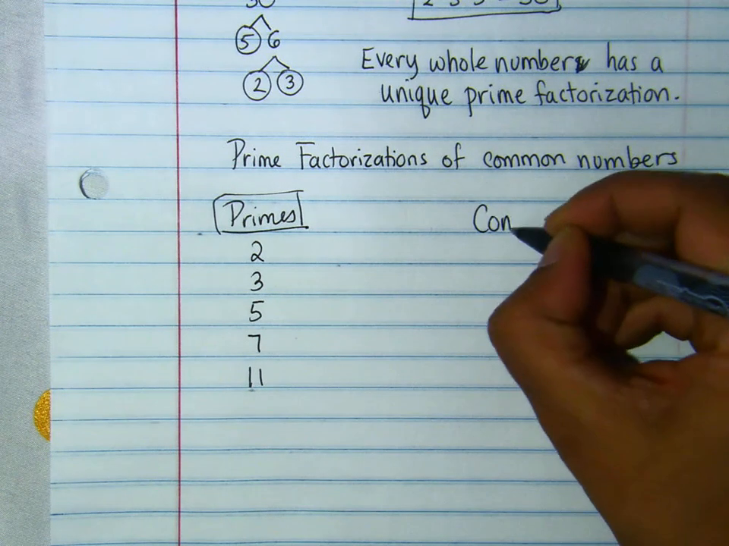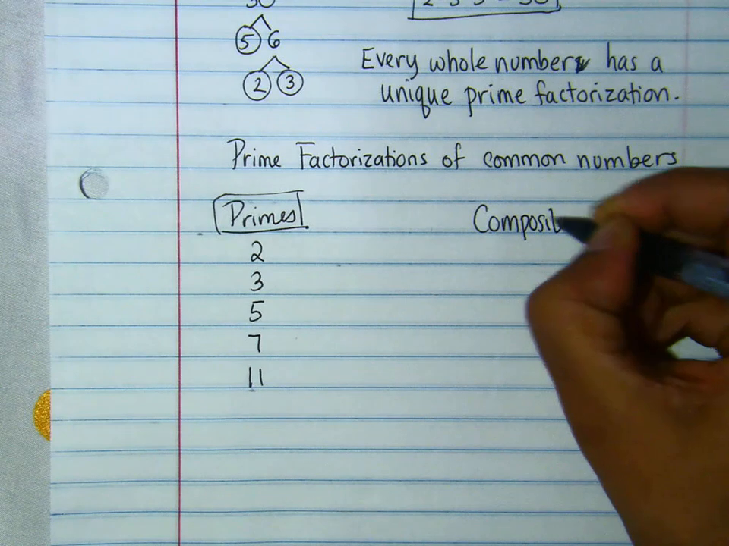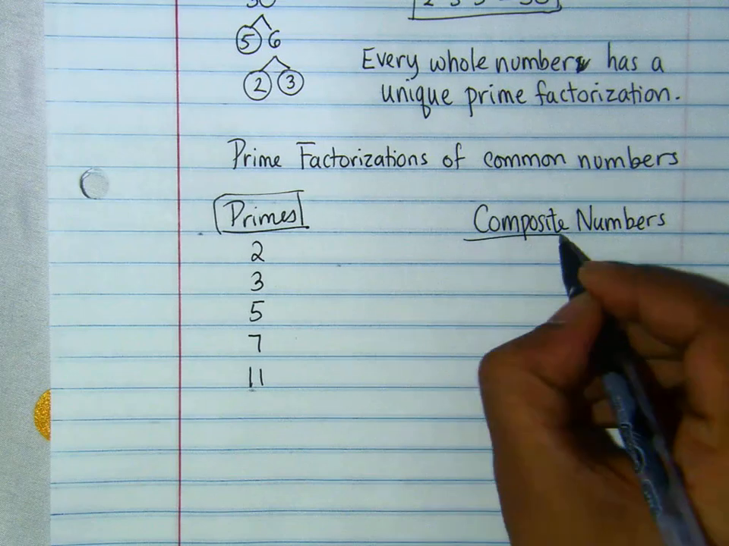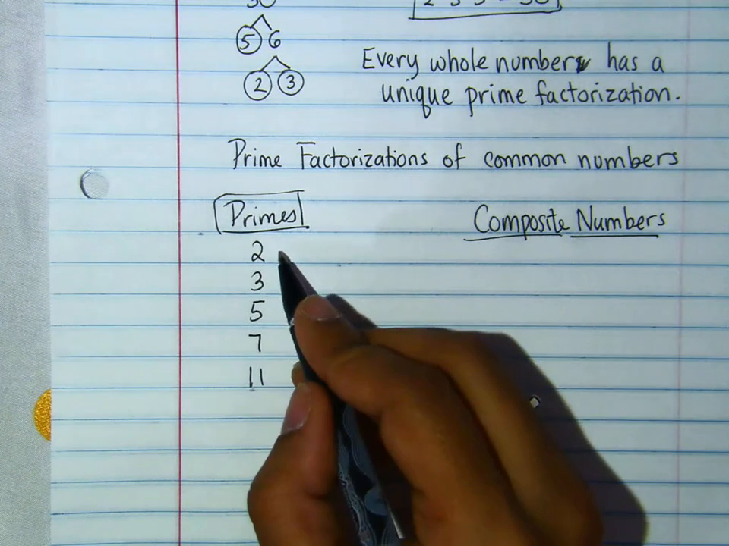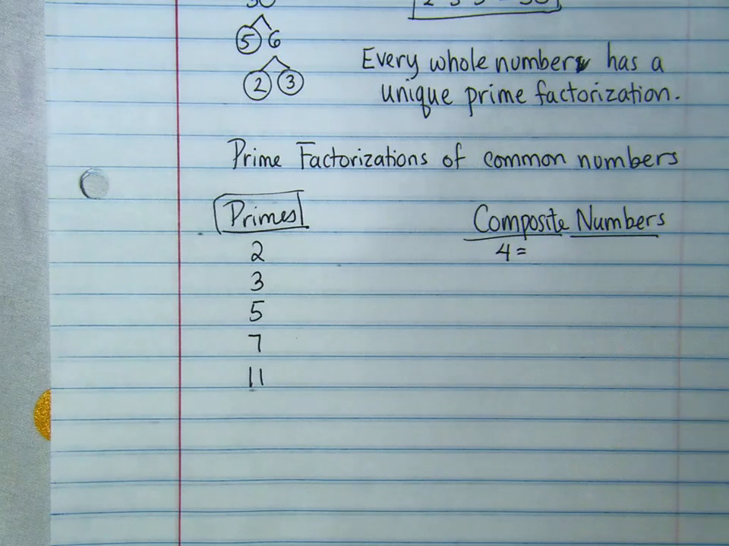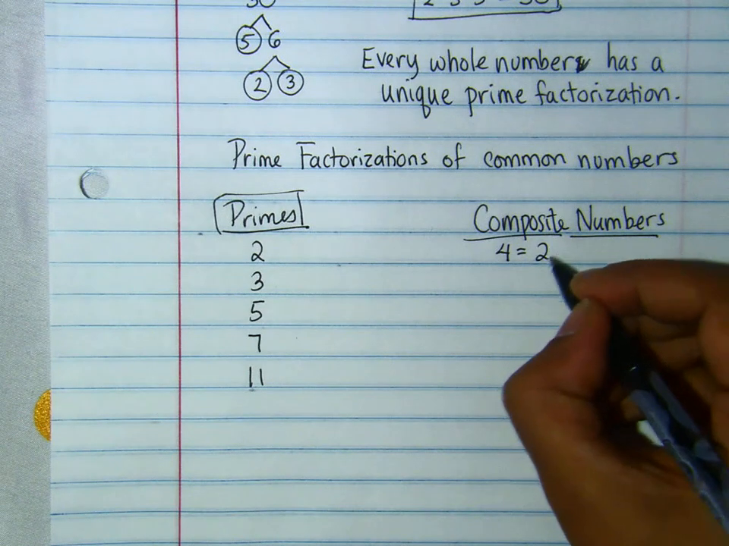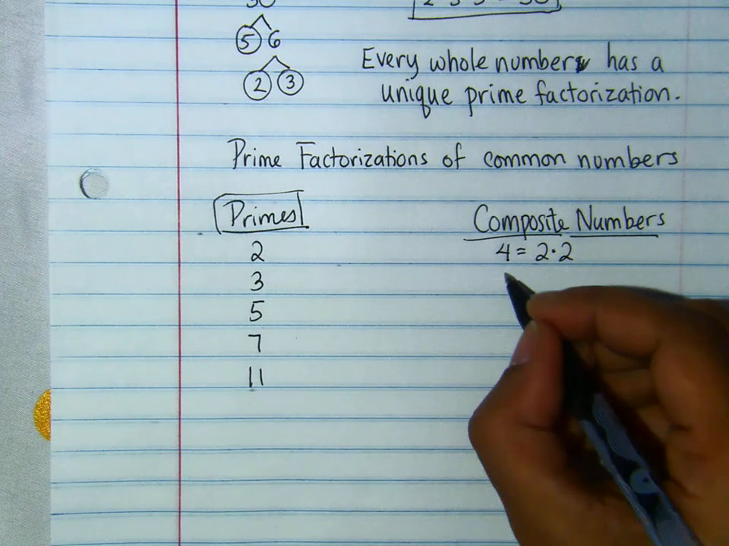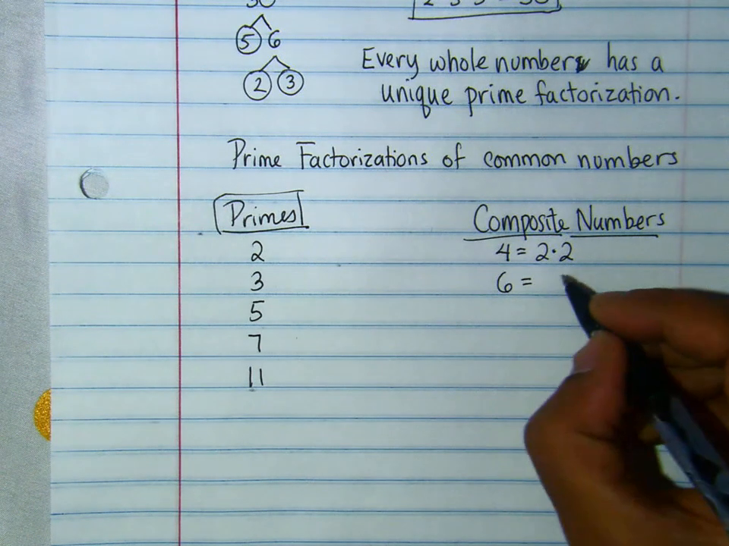So composite numbers can be written as a product of prime numbers. So I have 2, I have 3, which means 4 is my first composite number. And 4 is just 2 times 2. Then I have 5 over here, so then I have 6 next. And 6 is just 2 times 3.